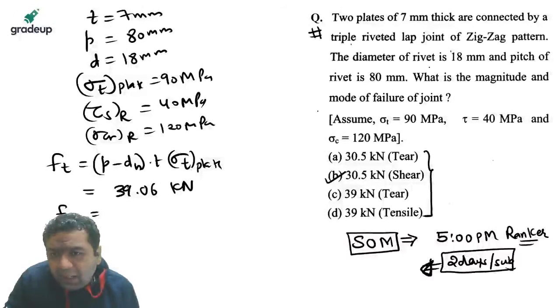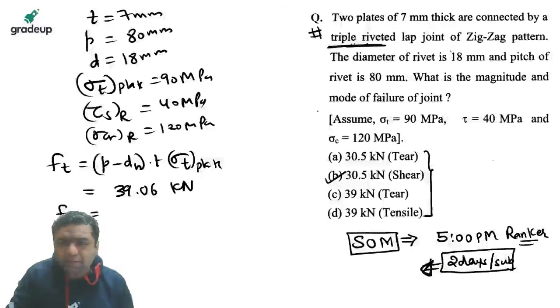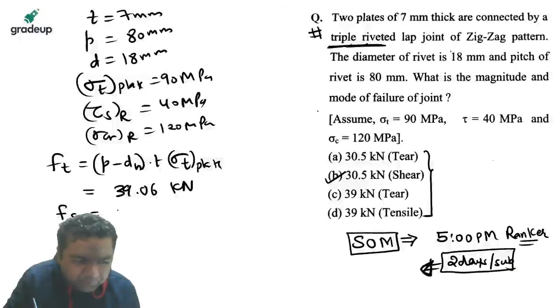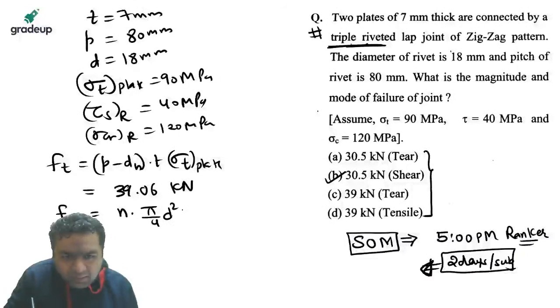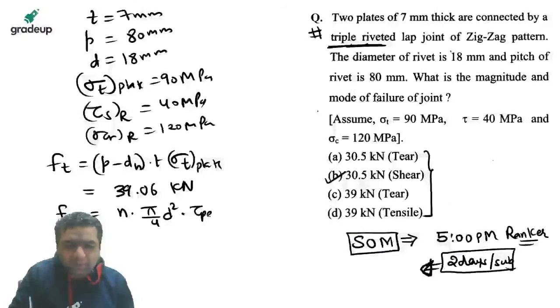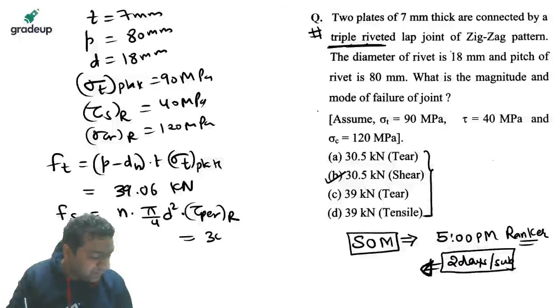it will be triple riveted. It is already mentioned. So number of rivets are 3. It is n into pi by 4 d square into tau permissible of rivet. You will be getting shearing force to be 30.534 kilonewtons.